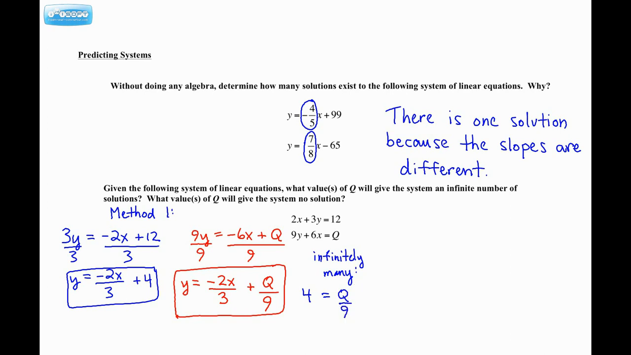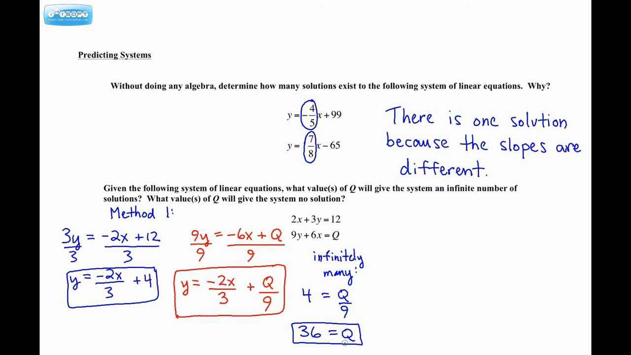Okay, well, that's a new little equation that we can solve. Just multiply both sides of this equation by 9. So this gives you 36 is equal to q. Okay, and then you can check it. What's 36 divided by 9? Well, of course, that gives you 4. So if q is the number 36, these two lines will actually be exactly the same. So there will be infinitely many solutions.